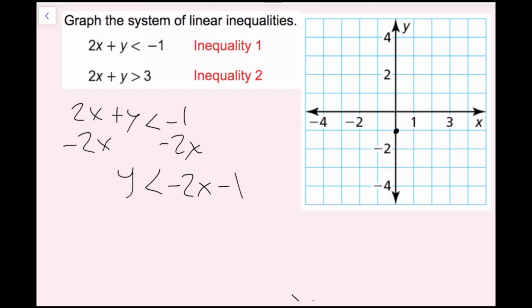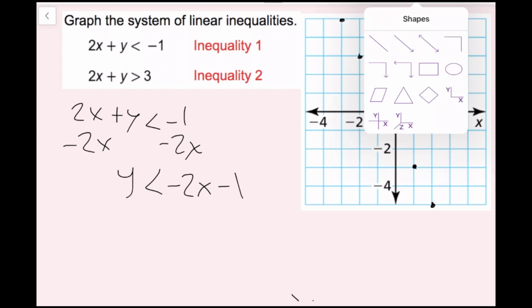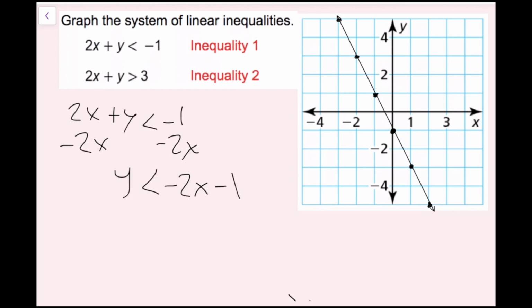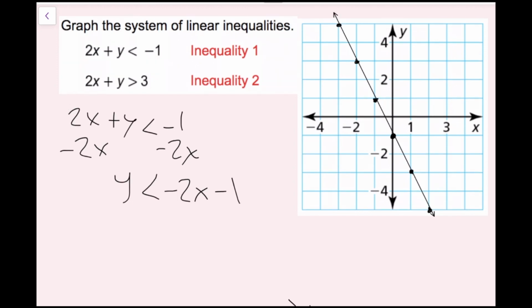Then I'm going to go up to the left one, or down two and right one. Now I'm going to draw my line through this, and I'm going to make it dashed.